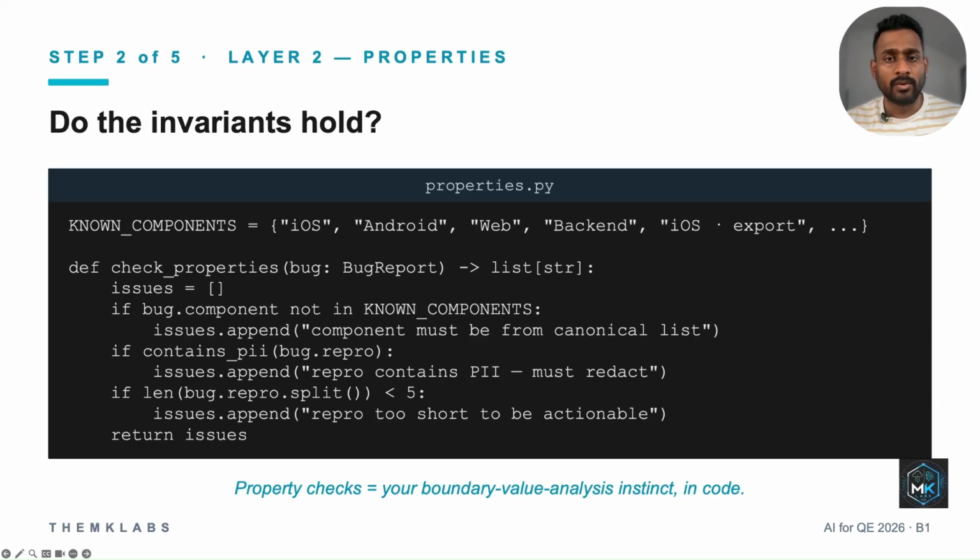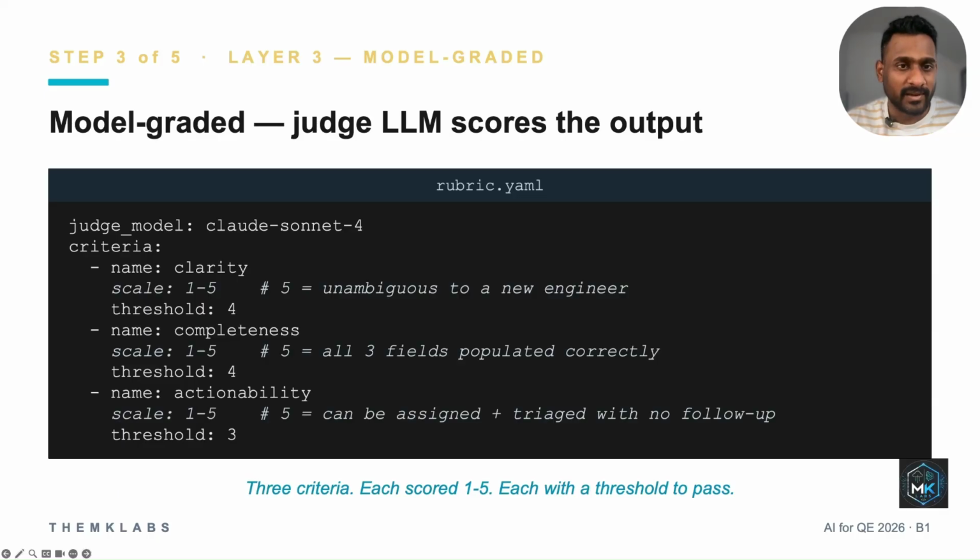Property checks are your boundary value analysis instinct in code form. Every QA practitioner watching has been doing this for more than 2 decades. Different vocabulary, same muscle.